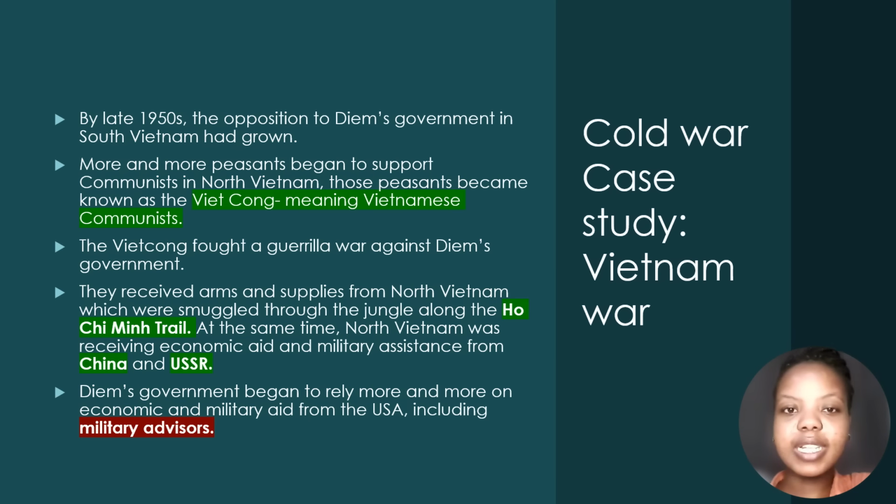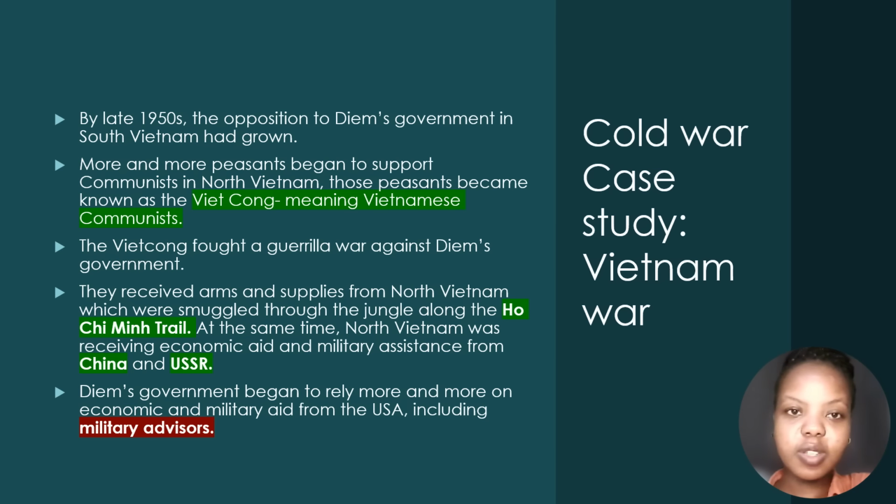So by the late 1950s, the opposition to Diem's government in South Vietnam had grown. Why do you think the opposition grew in South Vietnam? Because remember, the South Vietnam's government or Diem's government was oppressive and corrupt. Hence, the peasants started to do what? Wanting to overthrow it. They started opposing the government. So more and more peasants began to support communists in North Vietnam. Those peasants became known as the Viet Cong, meaning Vietnamese communists.